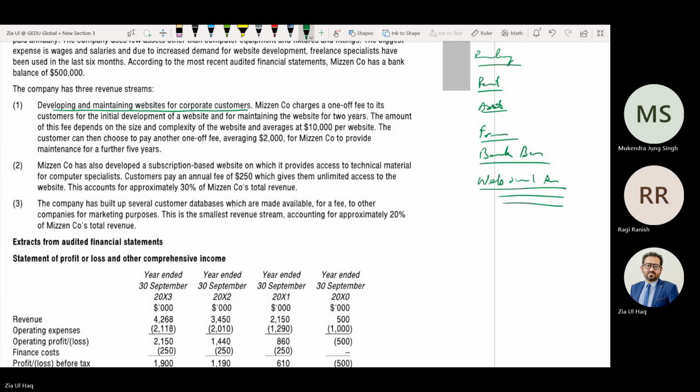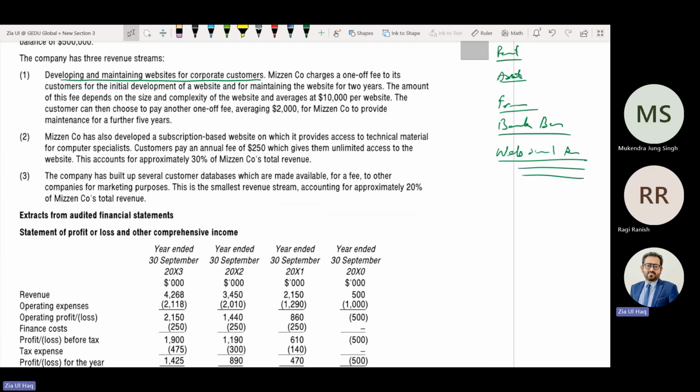Number 2, Mizzen company has also developed a subscription-based website on which it provides access to technical materials for computer specialists. Might be some software they uploaded over there, and different computer specialists are accessing those software, and they are charging subscription to those computer specialists. Customers pay an annual fee of $250, which gives them unlimited access to the website. This accounts for approximately 30% of Mizzen company total revenue.